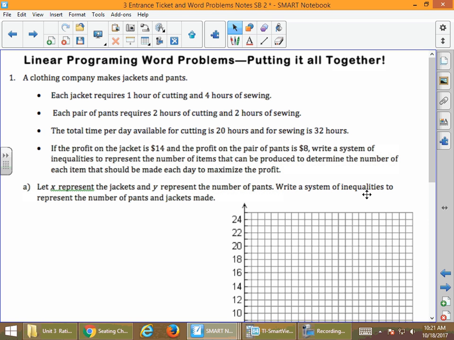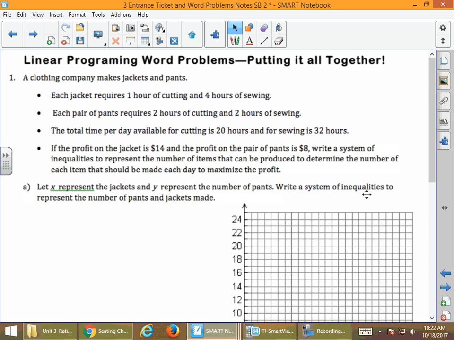If the profit on the jacket is $14 and the profit on the pair of pants is $8, write a system of inequalities to represent the number of items that can be produced to determine the number of each item that should be made each day to maximize the profit. Got a little wordy on that last bullet point there.